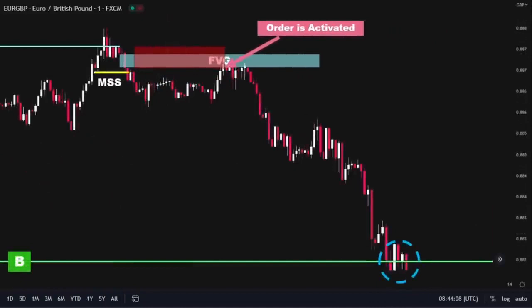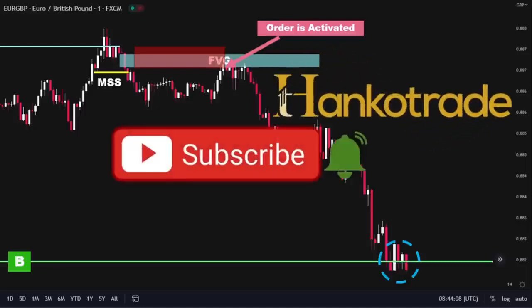As you can see, price rapidly pushed to the downside and finally hit our take profit around 0.882. Before using any trading strategies in your real account, you should backtest those strategies for almost 100 trades in at least 1 year.